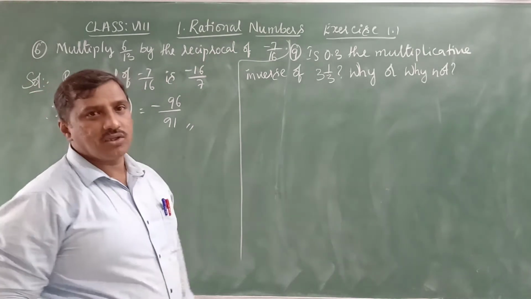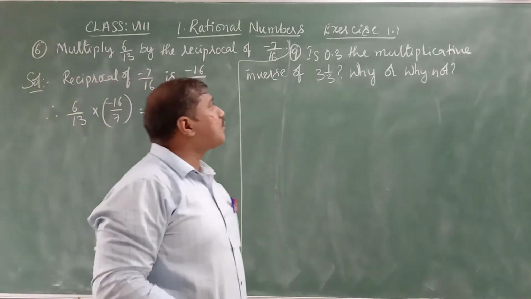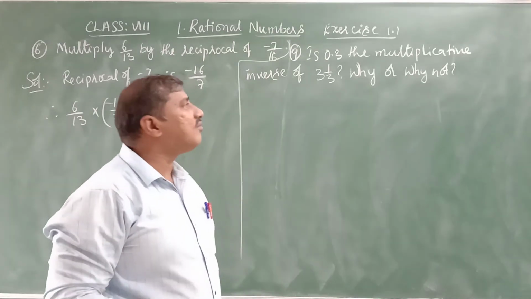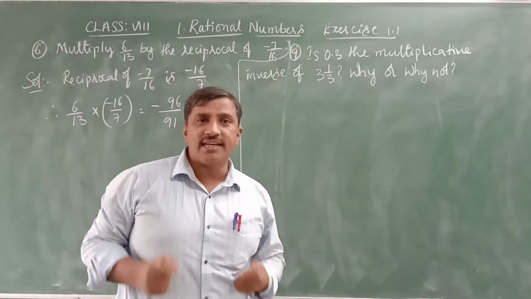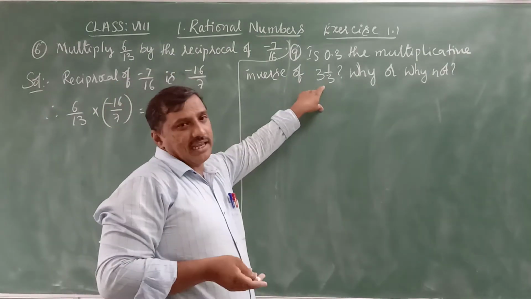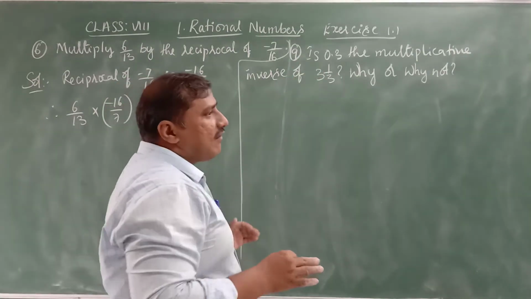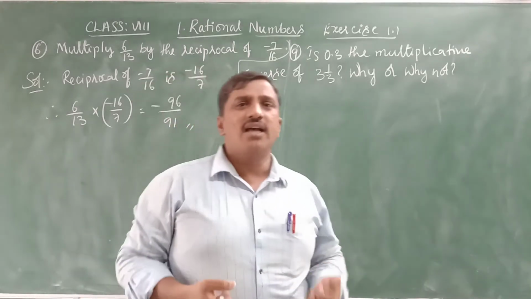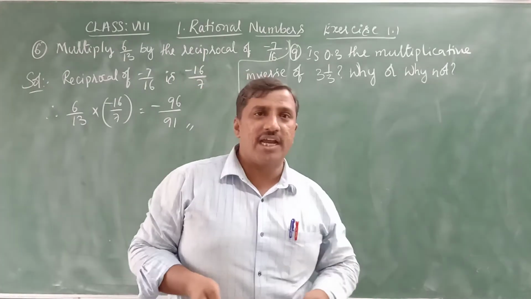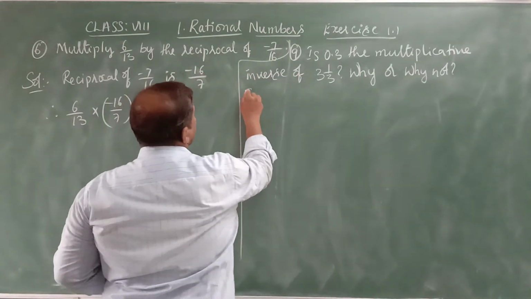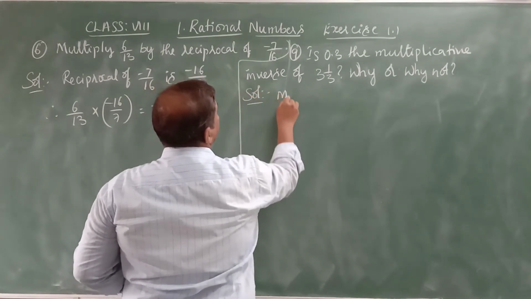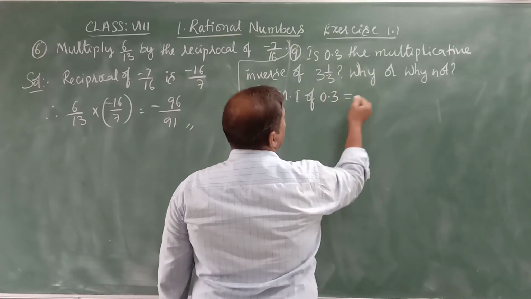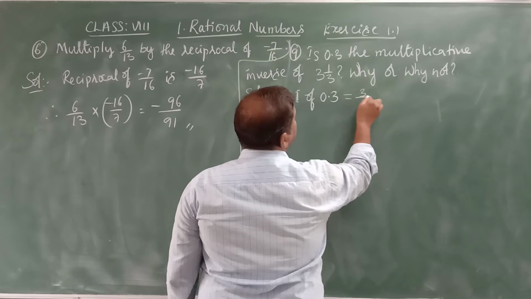Now, the next question number 9. Is 0.3 the multiplicative inverse of 3 1 by 3? Why or why not? Question. Is 0.3 the multiplicative inverse of 3 1 by 3? First multiply. If you multiply these two, we should get the product as 1. If we get the product as 1, then we can say that yes, it is the multiplicative inverse. Or find the multiplicative inverse of 0.3. 0.3 is equal to what? 3 by 10 in fractional form.